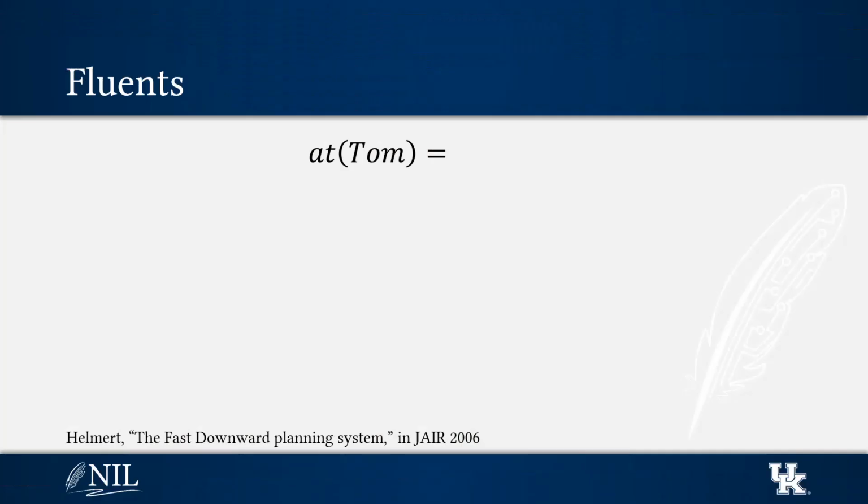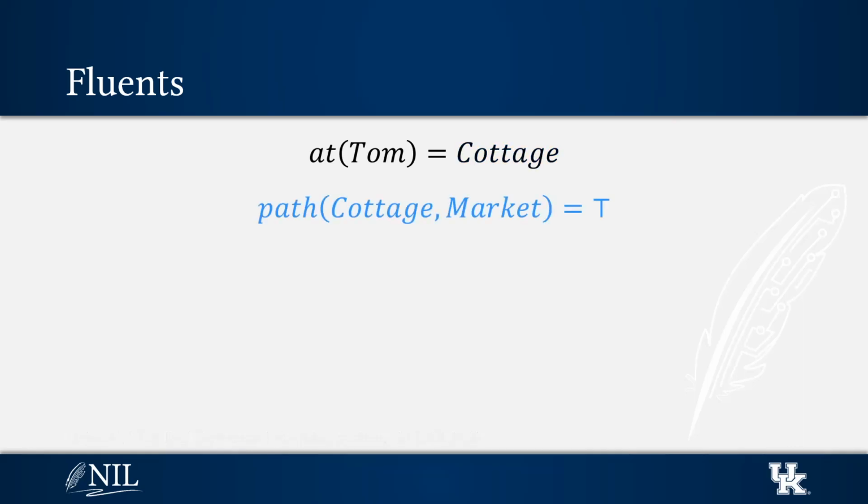The logical language that Sabre uses is similar to Helmert's multi-valued planning task. We describe the world as a collection of fluents. A fluent is really just a variable, like this one that represents Tom's current location, and that variable can be assigned one of any number of possible values. For example, we can say that Tom is at the cottage. Sabre supports several kinds of fluents, including Boolean values and even numeric values.